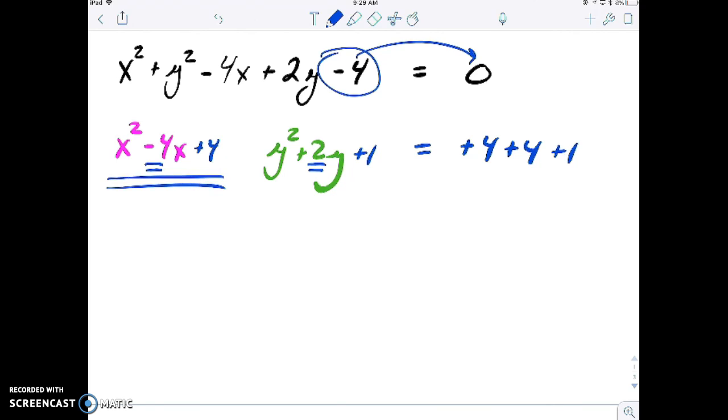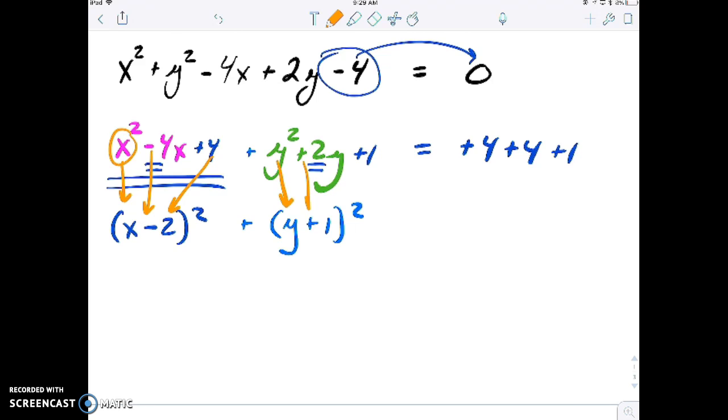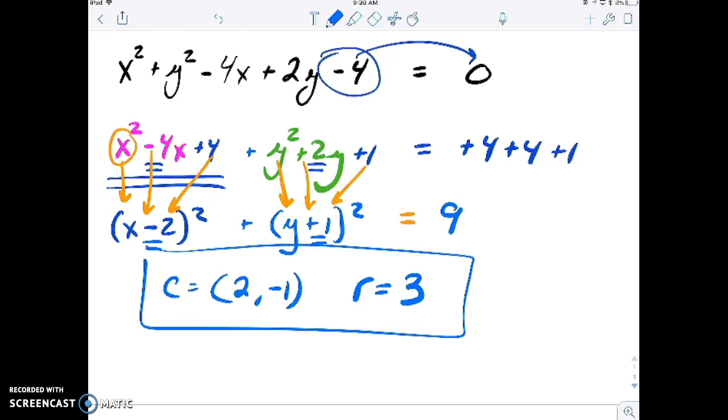So now I have x minus 2 all squared, because it's the square root of this, that sign, and the square root of that. And I have y plus 1 all squared, because it's the square root of that, that sign, and the square root of that. And at the end of the equation, 4 and 4 is 8, and 1 is 9. So the center of this circle is positive 2, negative 1, the opposite of those signs, with a radius of the square root of 9, which is a nice, clean 3.